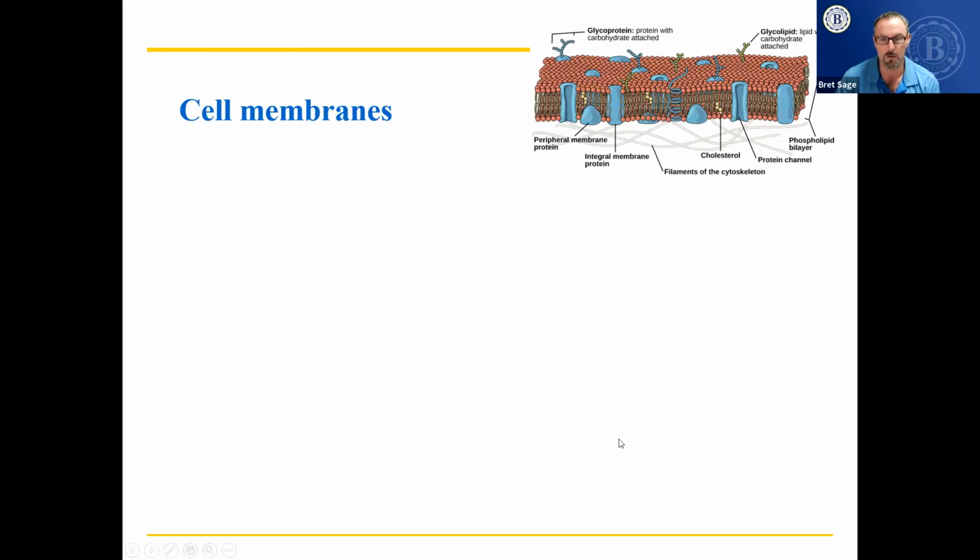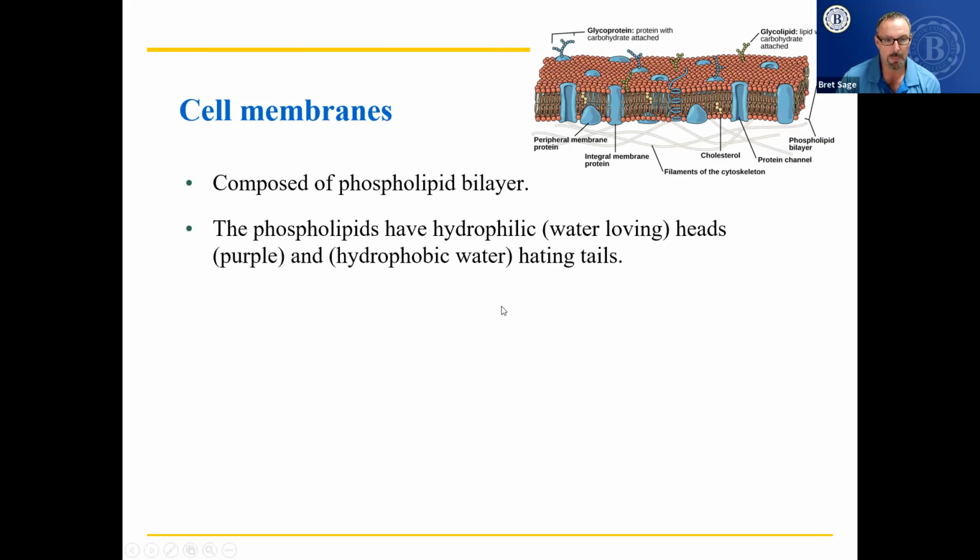Okay, there's an image from your text showing how your cell membrane is set up. It's composed of a phospholipid bilayer. So if you look at this figure, the phosphate part, the phospho part of it is the red ball there, that's phosphate. And the lipid are these little yellow tails. Notice that the phosphate are on the outside where the water is, and the lipid tails are in the center where there isn't any water.